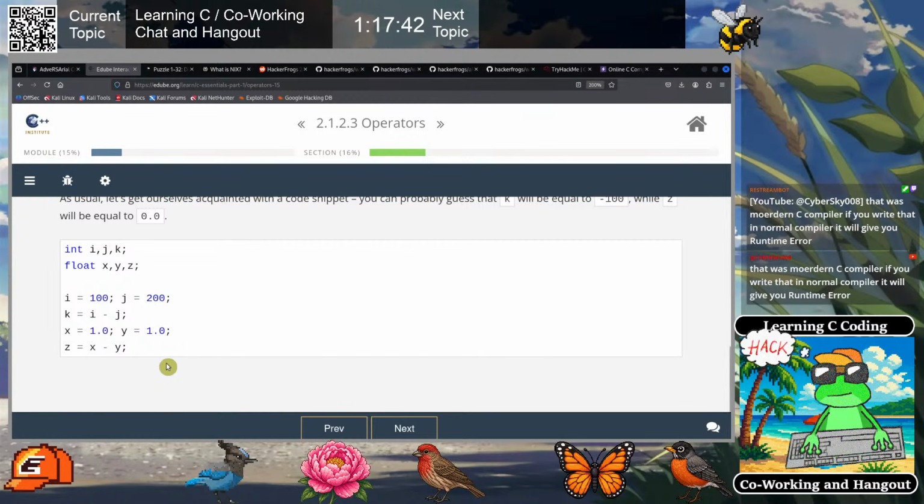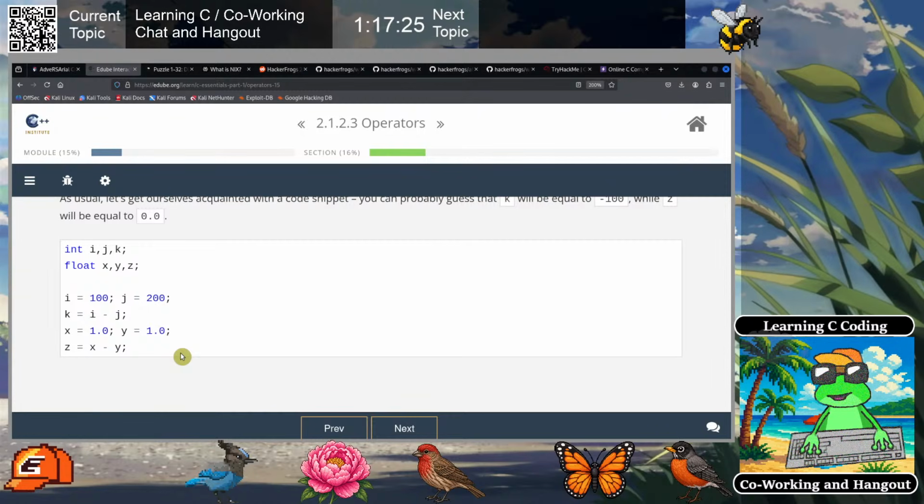CyberSky says that was a modern C compiler. If you write that in a normal compiler, it'll give you a runtime error. Oh, okay. It's good to know that there are differences between the different compilers, and that not all the compilers are going to give you the same results. Okay, and we will move on.